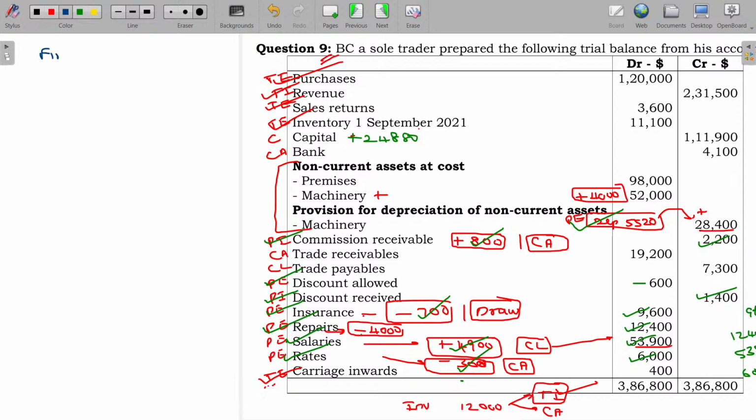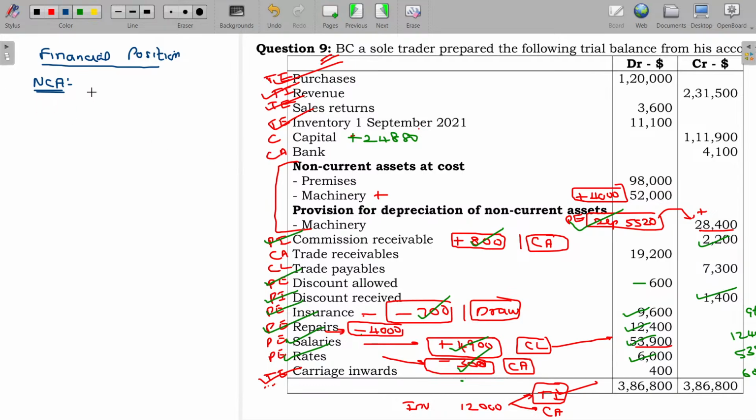Financial position. They have asked only working capital. For the working capital, you need to calculate current assets as well as current liabilities and find the difference. That's okay. But anyhow, I'll complete this for your understanding fully. Financial position. Under non-current assets, we'll start with.